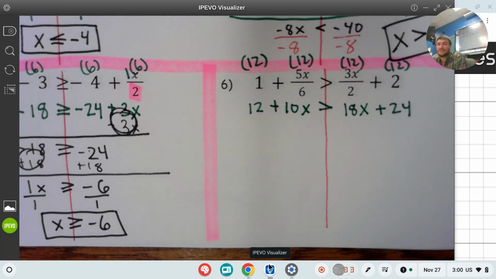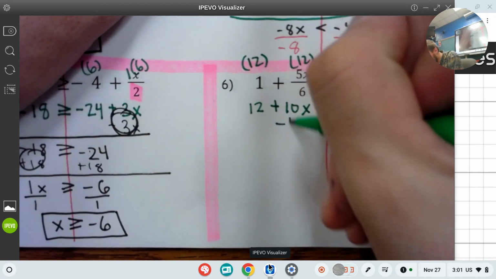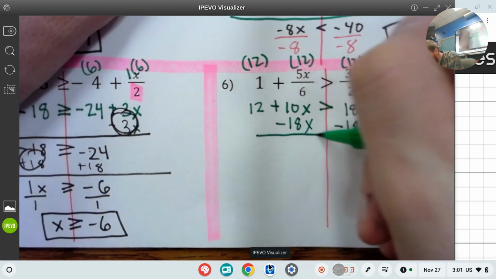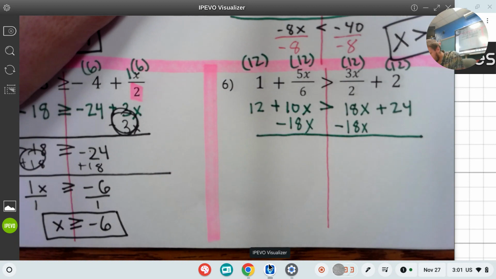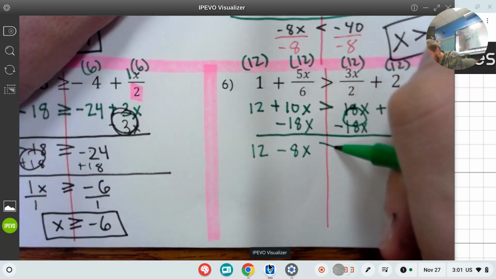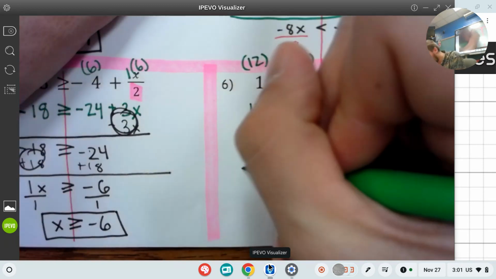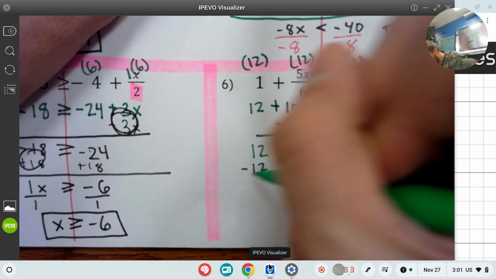And now the fractions are gone, right? I know these are fraction questions. The fractions hardly last a minute. And then the fractions are gone, and we finish them up. We're going to go ahead and move those x's to the left. I'm doing minus 18x on both sides. Minus 8x greater than 24. I'm going to go ahead and minus 12 on both sides.